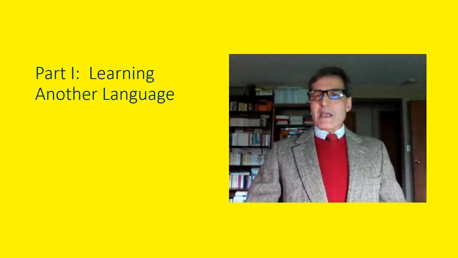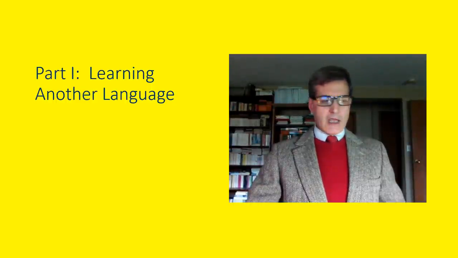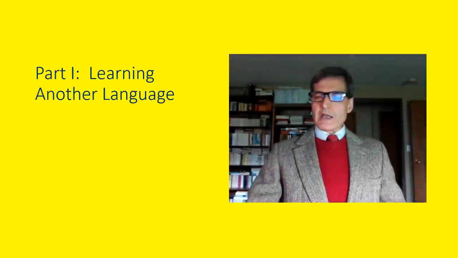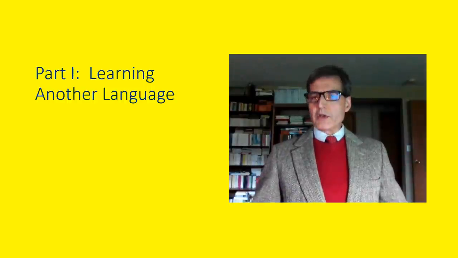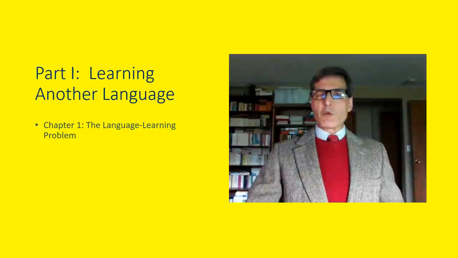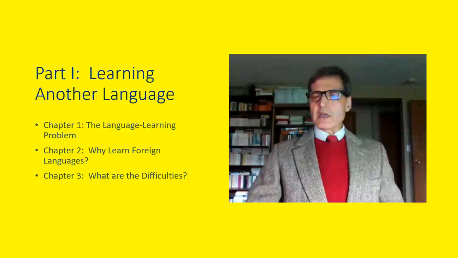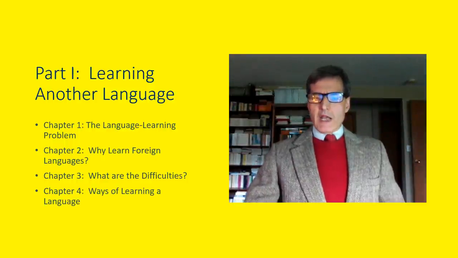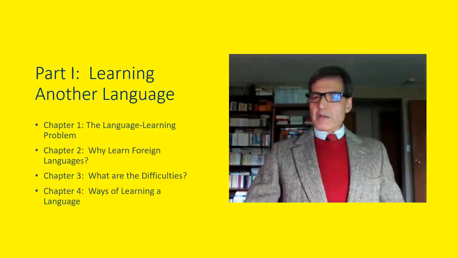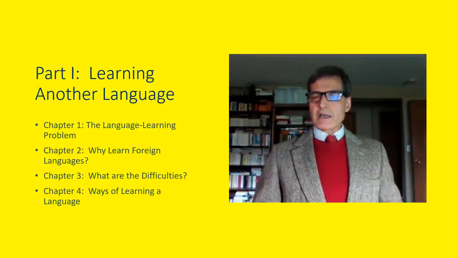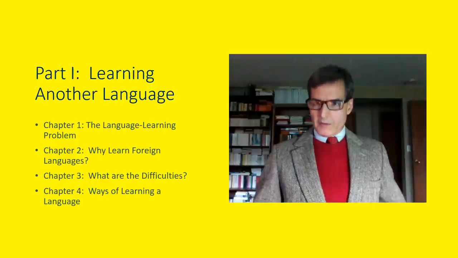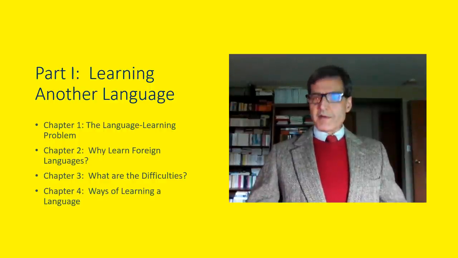So today we're going to look at part one, learning another language, and I'm going to give the chapter outline here, and I'll put a timestamp on it because this lecture is probably going to take about an hour, which is normal for a university lecture, unusual here for YouTube. Many people might get impatient and want to go ahead to look just at chapter one, the language learning problem, chapter two, why learn foreign languages, chapter three, what are the difficulties, and chapter four, ways of learning languages. So I'll put the timestamps here so you can just go to those. But I'm embarking upon this as if it were a university lecture, and I had an hour or so to present a full stream of thought. So here we go.